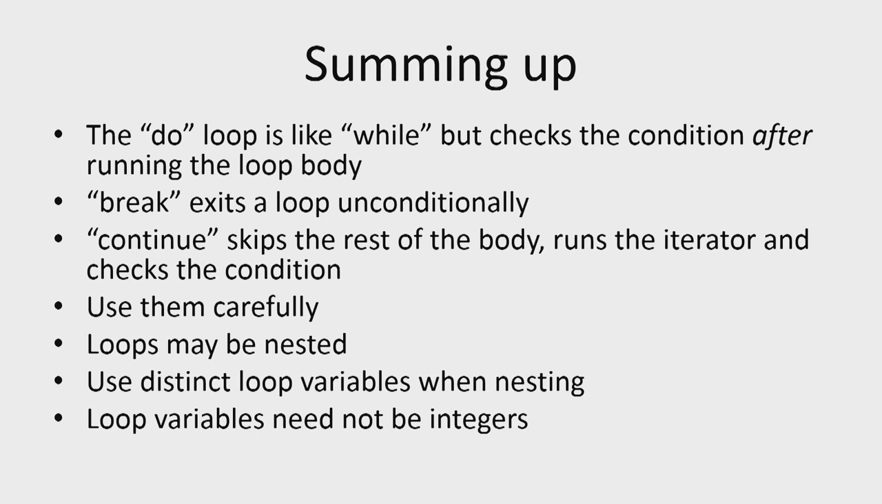Use break and continue judiciously. Also, when you're nesting loops, nest loops judiciously. All of these things can create programs that become more and more difficult to understand as the control flows get more and more complicated. Always use distinct loop variables when you're nesting your loops. The compiler will not allow you to reuse variables unless the loops are beside each other instead of nested within each other. And loop variables don't have to be integers.